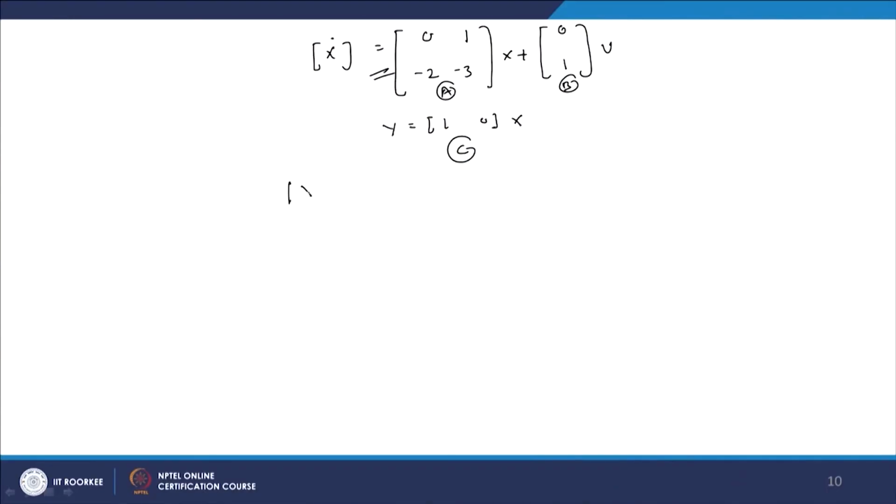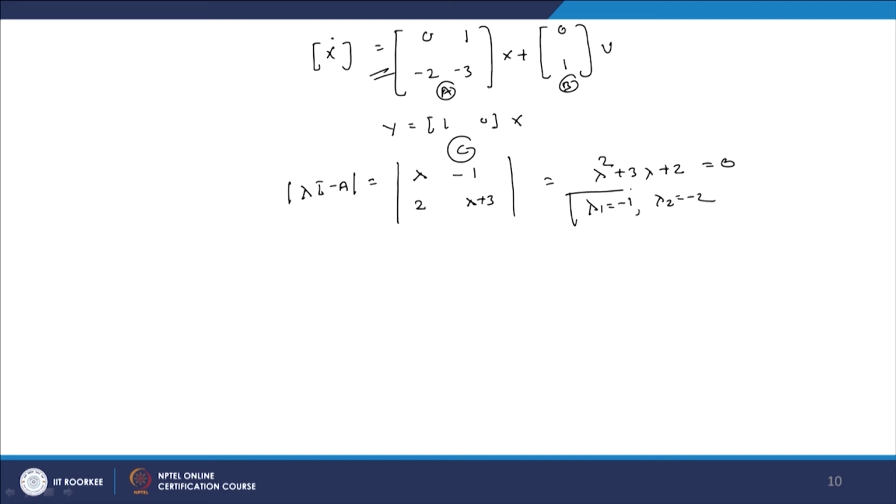So, now lambda I minus A. We will find that this is lambda, this is minus 1, 2, lambda plus 3. If you solve it, we will get lambda square plus 3 lambda plus 2 equal to 0. If you solve it, we will get lambda 1 equals minus 1, lambda 2 equals minus 2. So there are two eigenvalues, lambda 1 equals minus 1, lambda 2 equals minus 2, and this system is definitely a stable system.